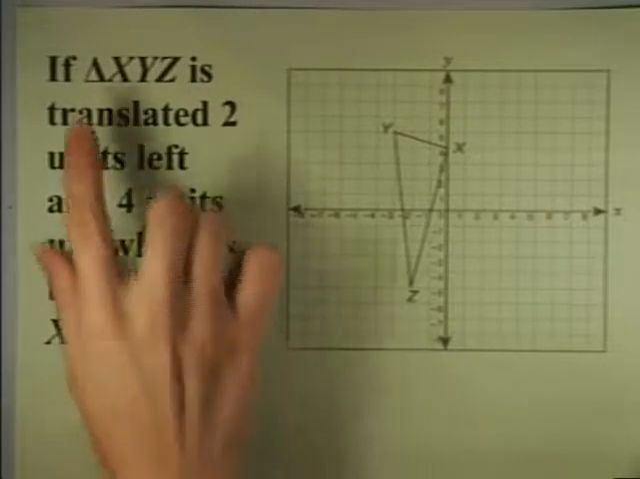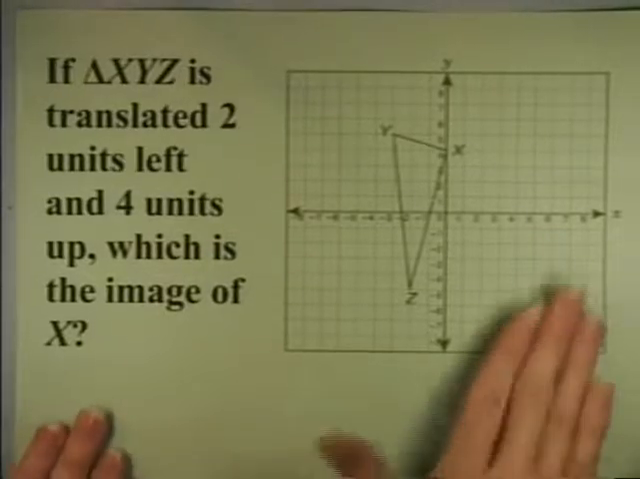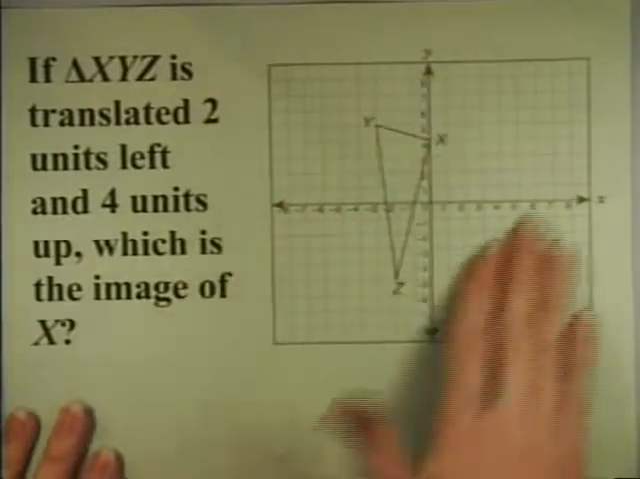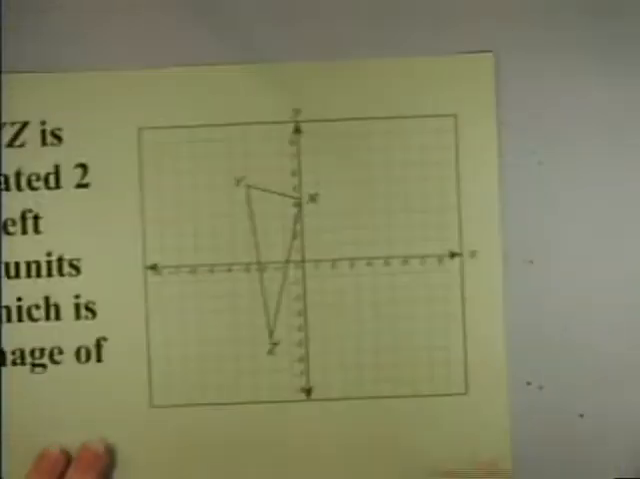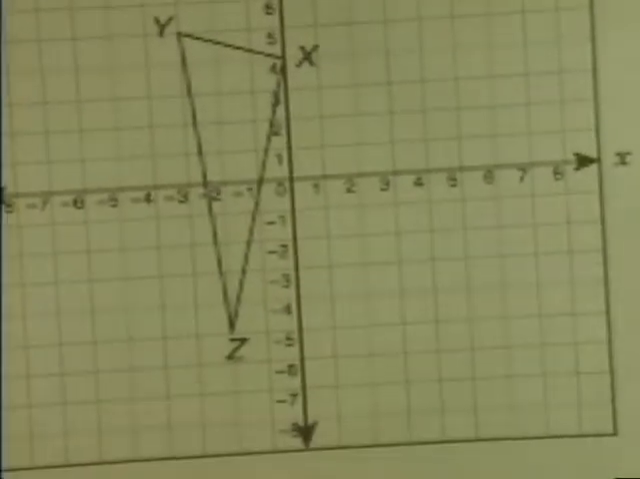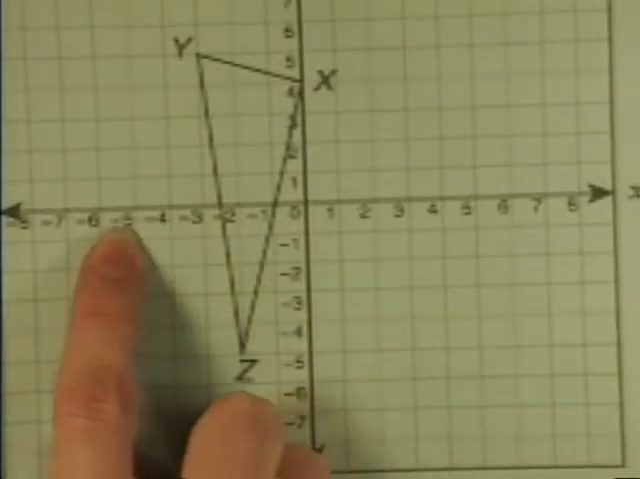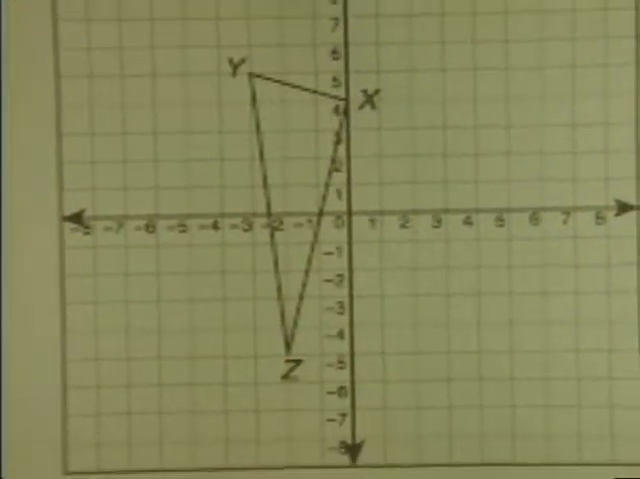Okay, so if triangle XYZ is translated 2 units left and 4 units up, which is the image of X? Have you seen a coordinate plane before? Yes. Okay, awesome. So this is a triangle. Can you see the numbers okay here? -1, -2, -3, -4. Can you see this okay? Yes.